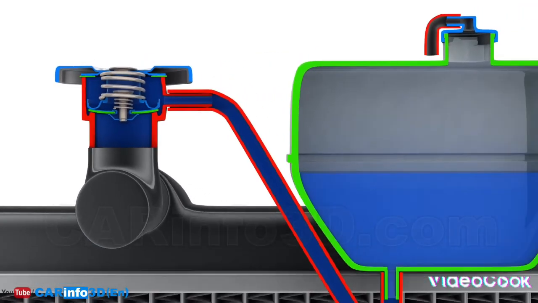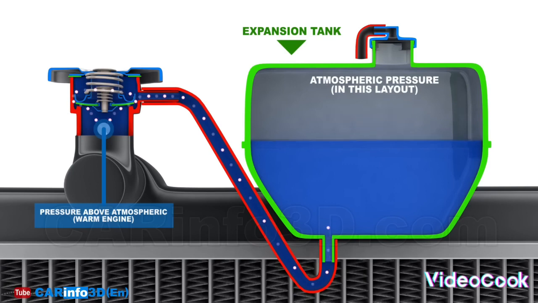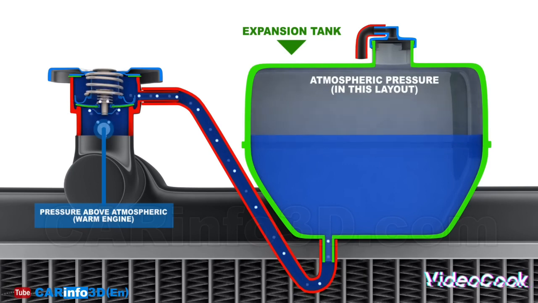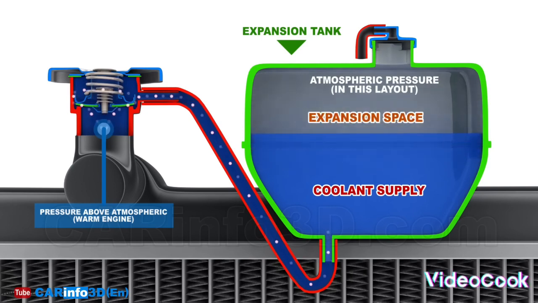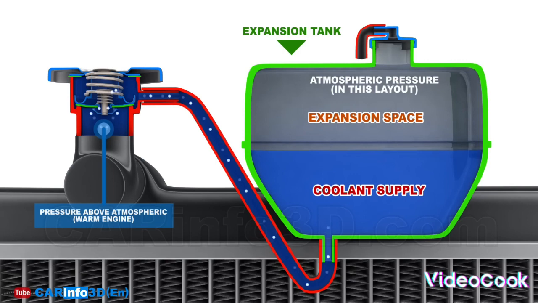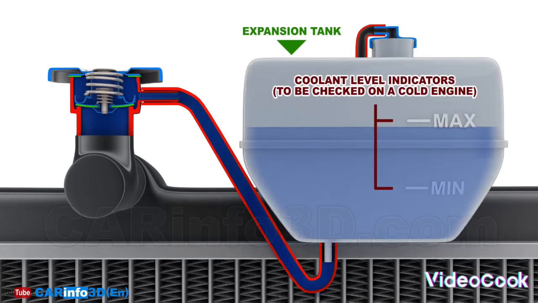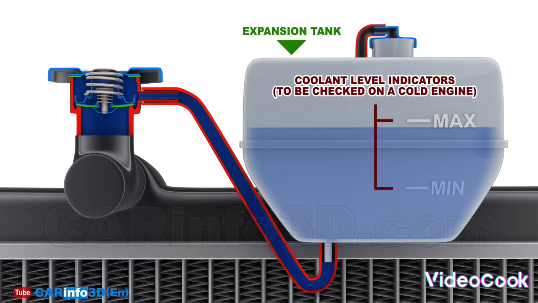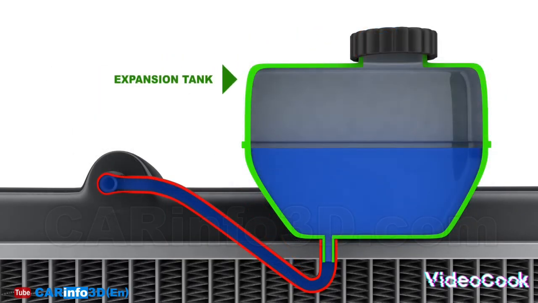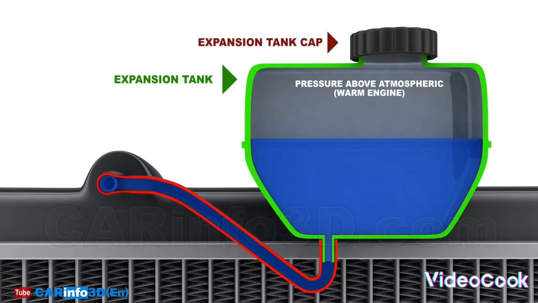This design excludes pressure in the expansion tank. The tank stores a coolant supply and has free space for liquid expansion. The expansion tank also features coolant level indicators and can be used to refill coolant as needed. This is another design with no radiator cap. Pressure relief is provided in this case by the expansion tank cap, which manages the pressure level in the system in a similar manner by releasing and sucking air.